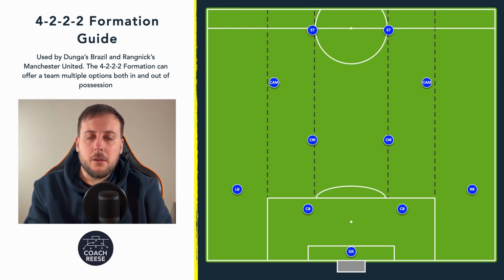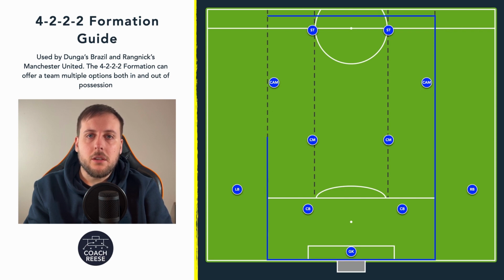As we look at the basic structure of the formation, we can notice that it's incredibly central. And this is because we don't have any wingers. And this offers quite an interesting dynamic both in and out of possession with the 4-2-2-2. So let's take a look at in possession.